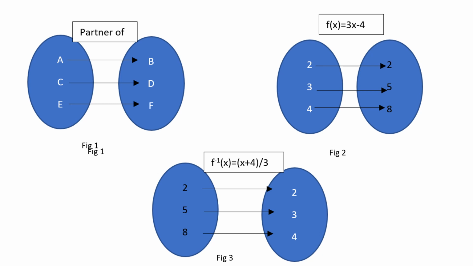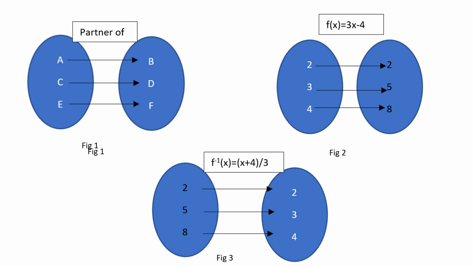So you consider figure 2. In figure 2, f of x is given as f of x equal to 3x minus 4. From that you have to understand that if we know the value of x, we can determine the value of y. y will be 3x minus 4. So if x is equal to 2, y will be 2. If x is equal to 3, y will be 3 into 3, 9 minus 4, 5. If x is equal to 4, 3 into 4 minus 4, 8 will be the value of y. So if we know the value of x, we can determine the value of y.